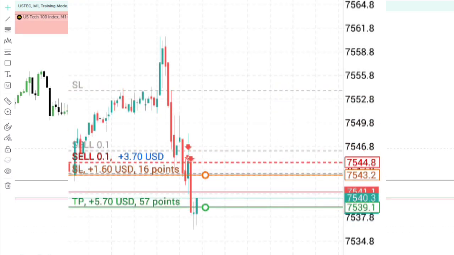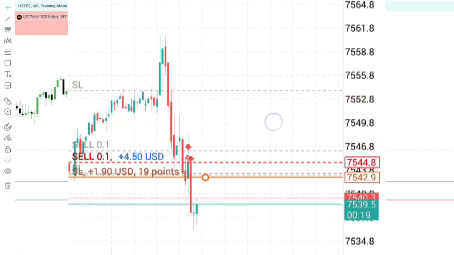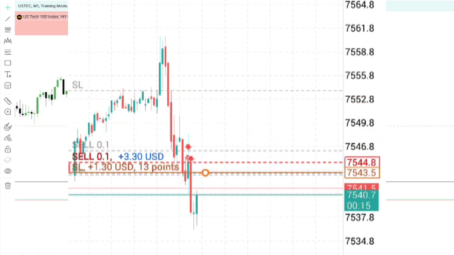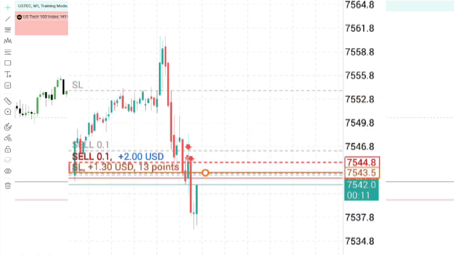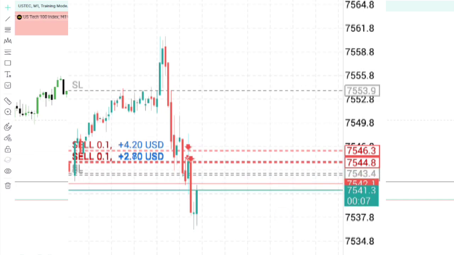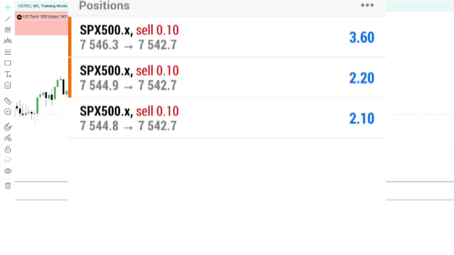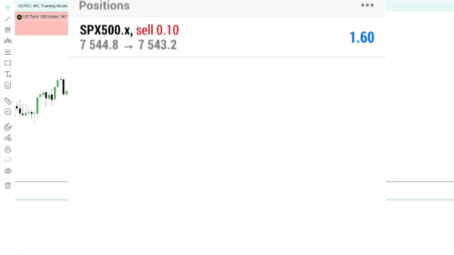Now you can see the live execution, right? This is the live execution, and this was the point where the S&P 500 took me out on break even, but on the charts NAS 100 was still in profit.